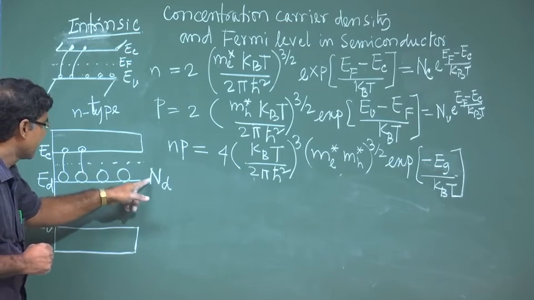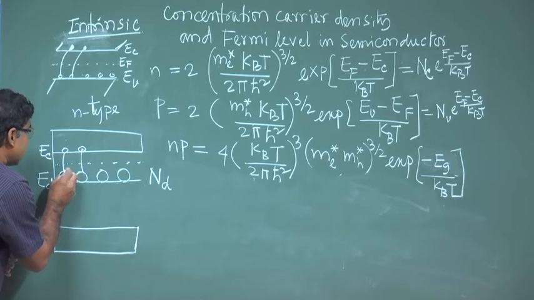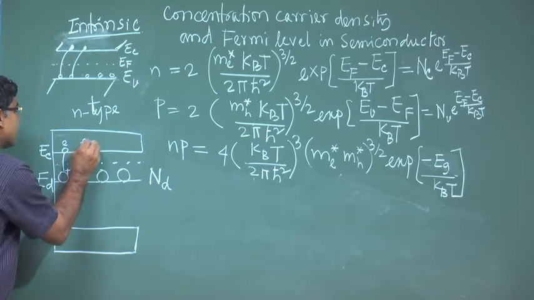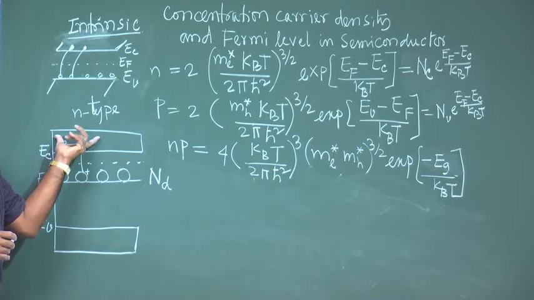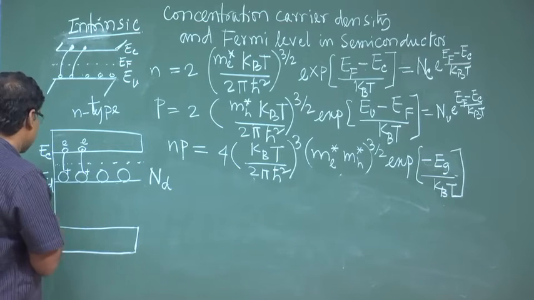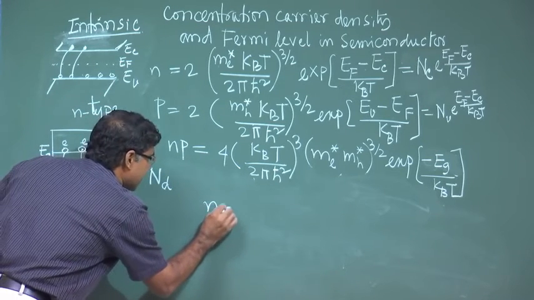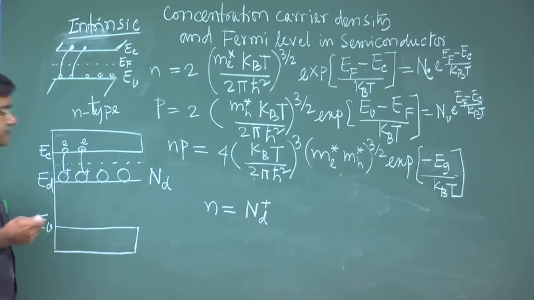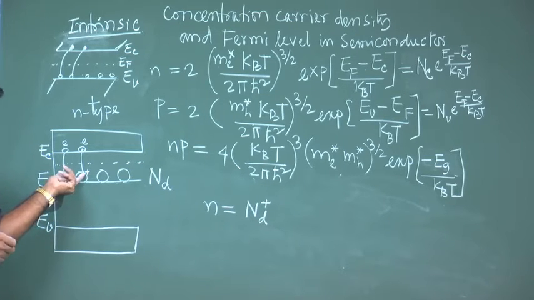It is going from here to here, so we can tell that here it is nd. Now when the electron goes there, the donor becomes a positive ion, and the electron goes here. So what will be the number here? That will depend on the density nd of this electron, so n will be equal to nd plus the density of these positive ions on this level.